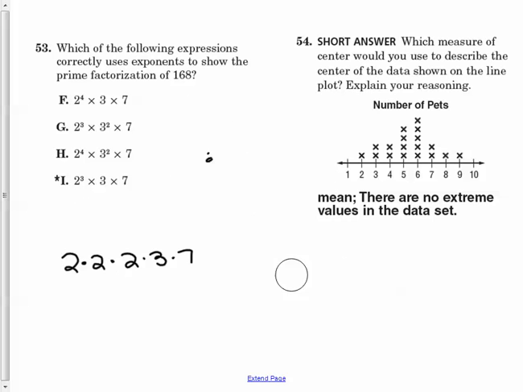Okay, let's look at the next one, 54. What would you use to show this measure of center's average? We would pick the measure of center as the mean, because there are no outliers, meaning really, really big numbers or really, really small numbers. All of them are pretty much in the same area, and there's no extreme values in the data set.